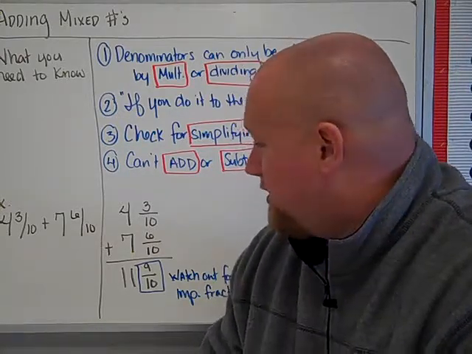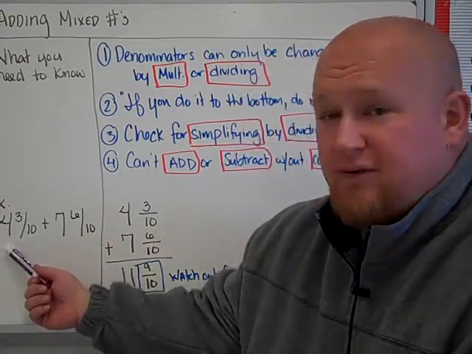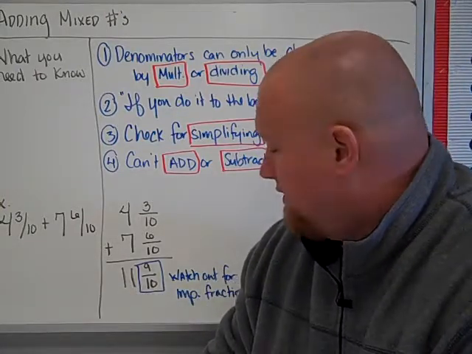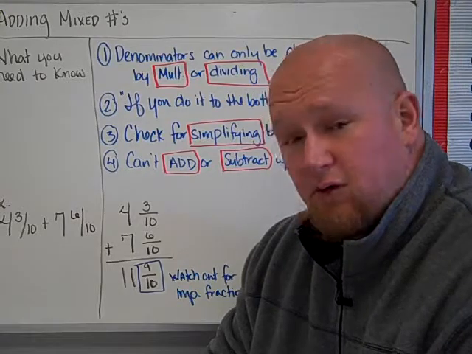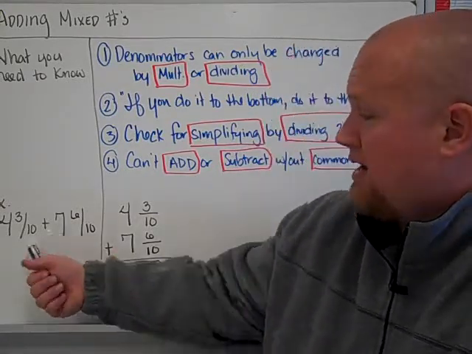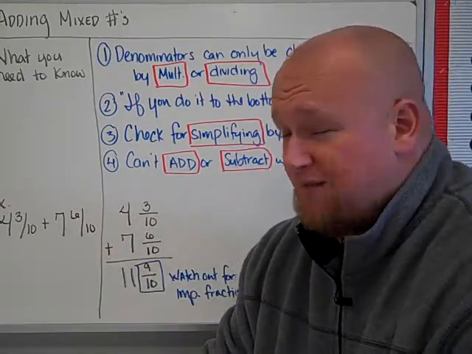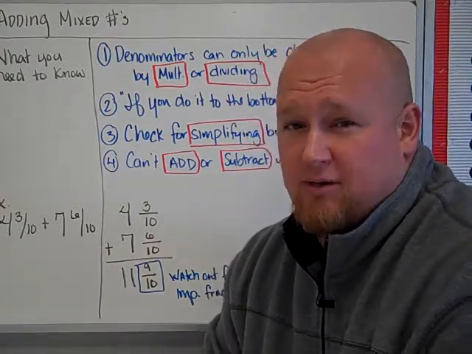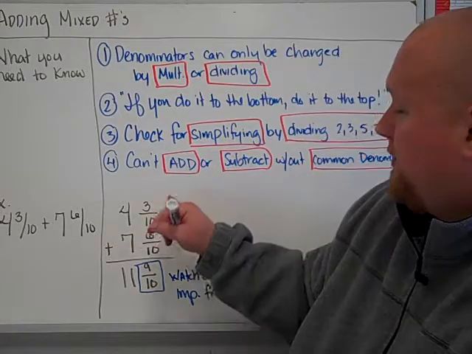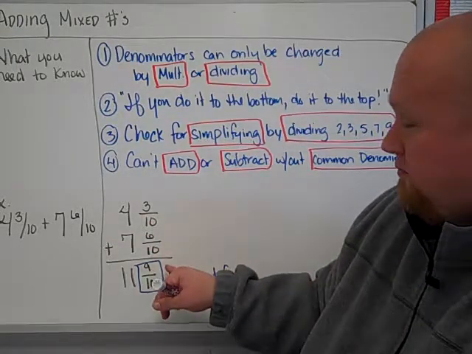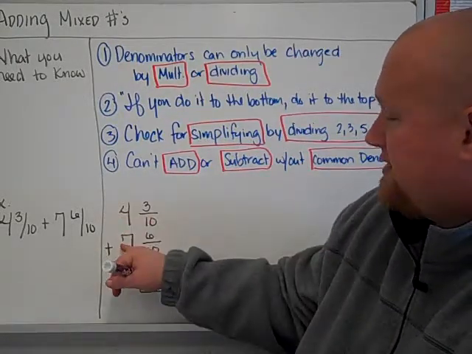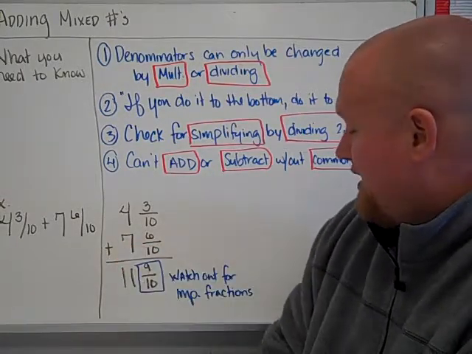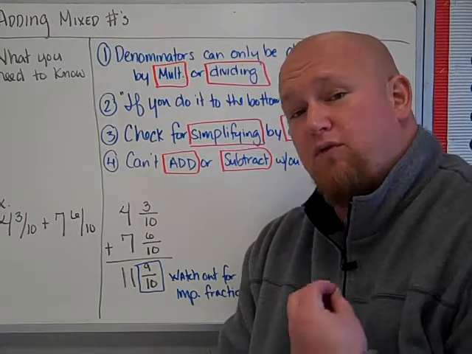So let's jump right in there. 4 and 3/10 plus 7 and 6/10. Two mixed numbers. Pretty straightforward. They both have the same denominator. I'm going to check for that first. If they don't have the same denominator, we know what we have to do. But in the first couple examples, I kept the denominators the same to keep it simple. 3/10 plus 6/10, that's 9/10. 4 plus 7, whole number parts, was 11. 11 and 9/10.